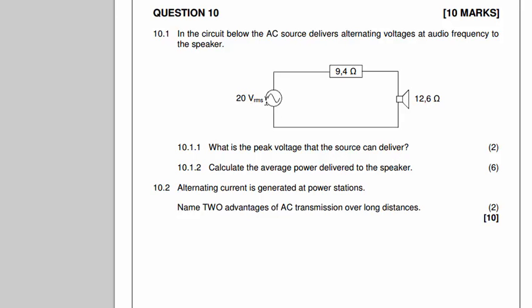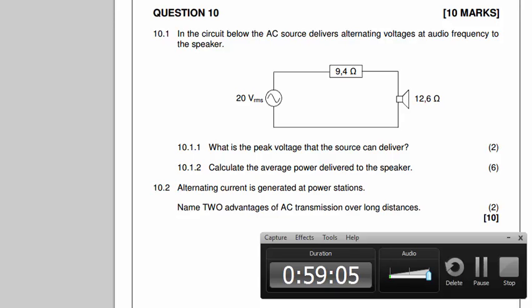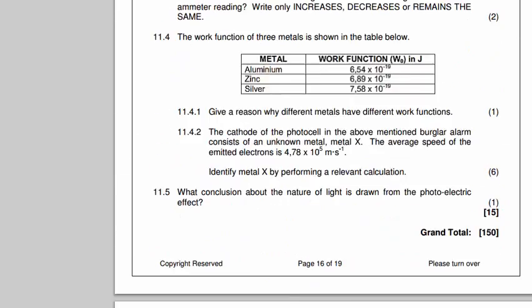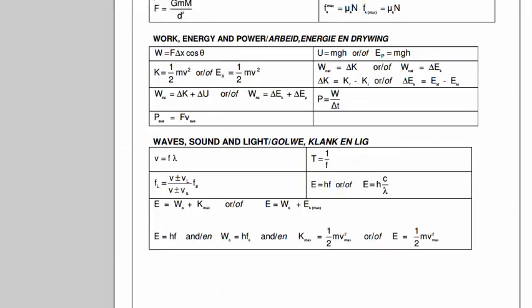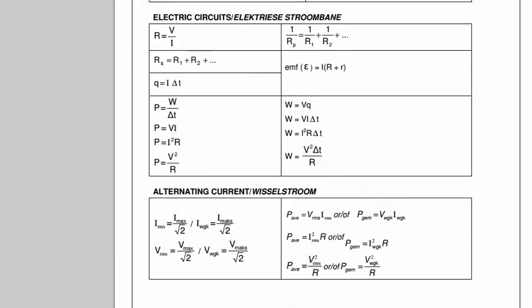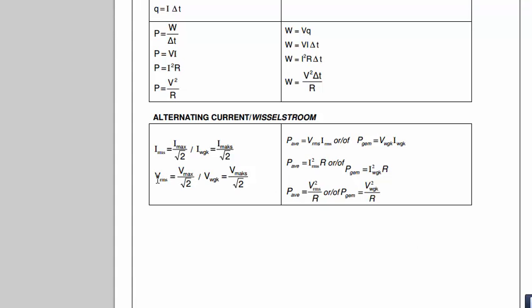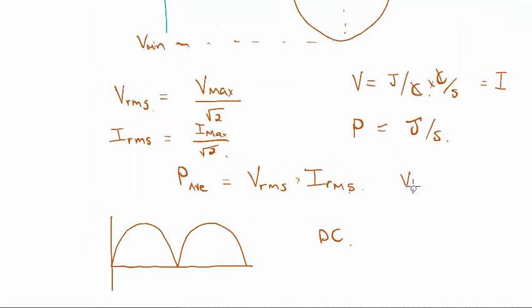So here we have that our RMS is 20 volts. If I look at my formula, RMS is the max divided by the square root of 2. So in other words, VRMS is Vmax divided by the square root of 2.